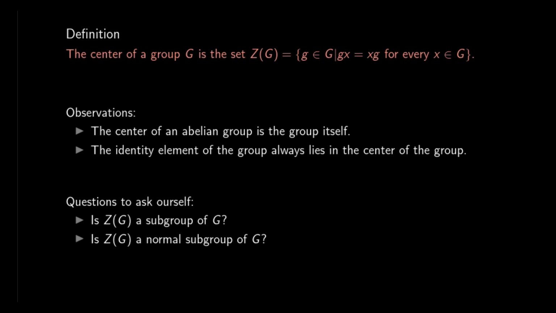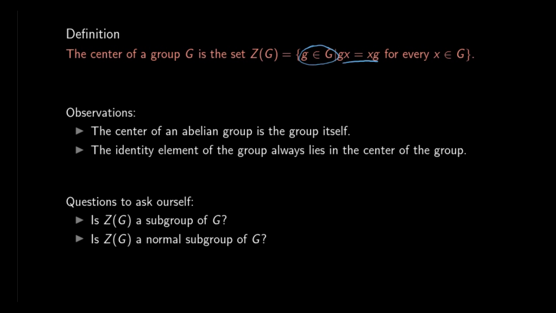Let us define the center of a group G. The center of a group G is defined to be the set of all those points which commute with every other point in the group. We denote the center of the group G by Z(G). Therefore, Z(G) is the set of all g in G such that gx equals xg for every x in G.